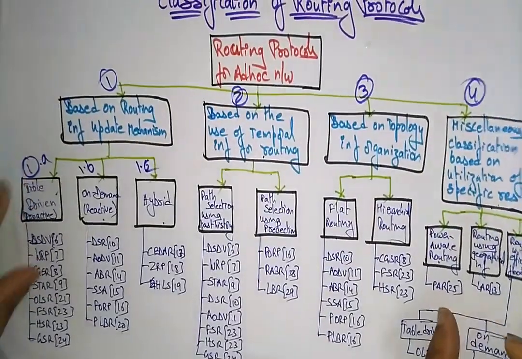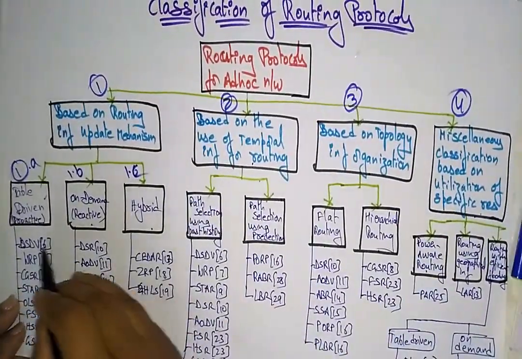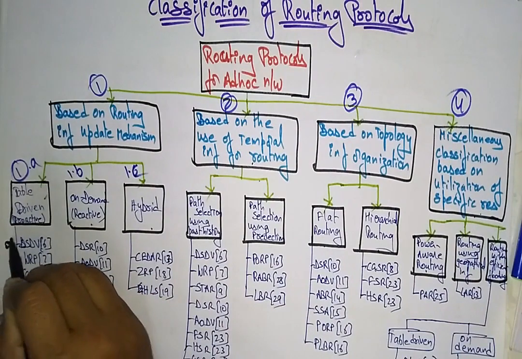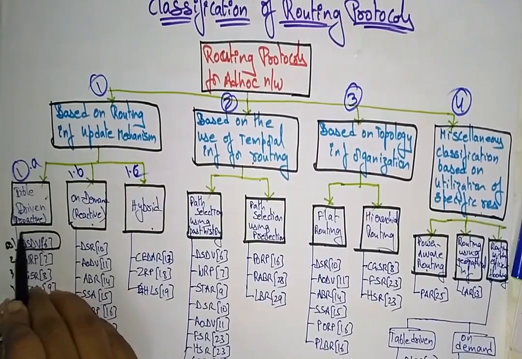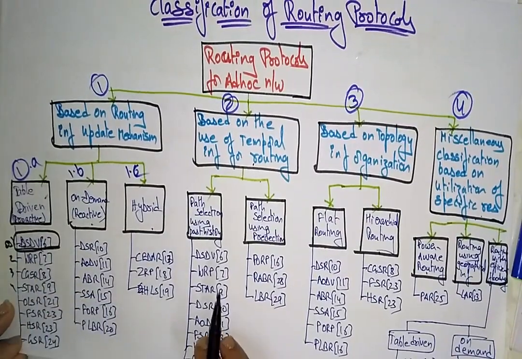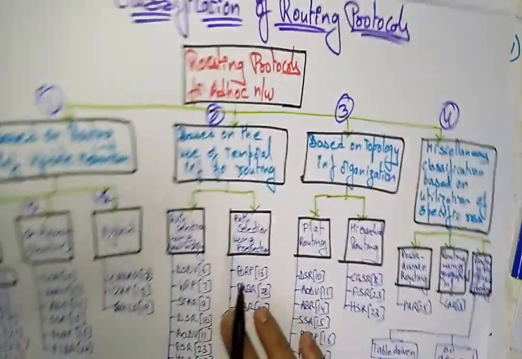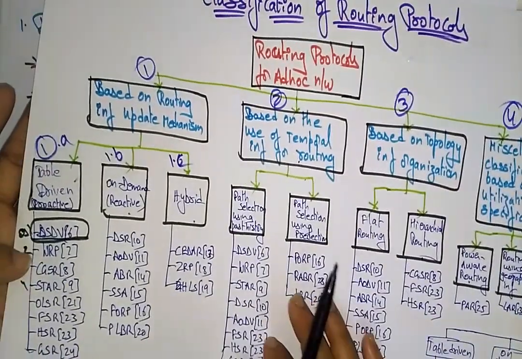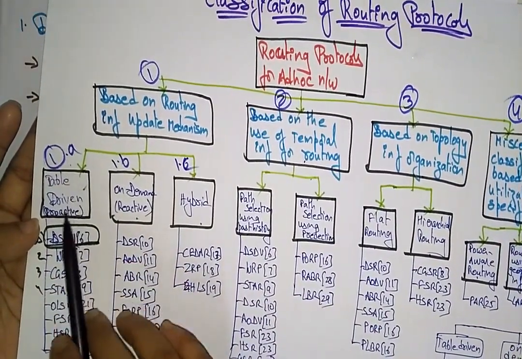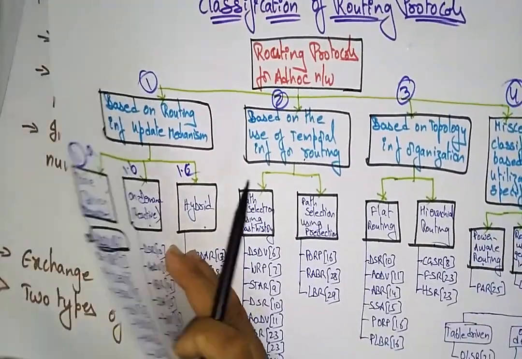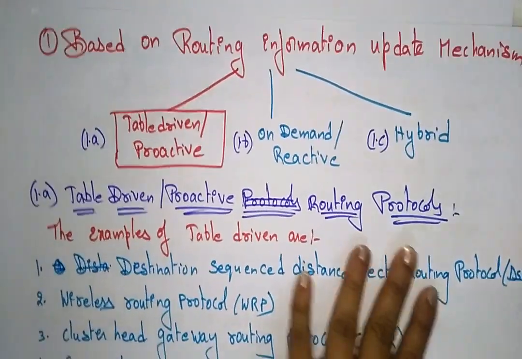So in the table driven proactive, what is the first example? This is example 1, 2, 3, 4 like that. In this table driven proactive, I am taking the first example, which is the proactive DSDV. I am taking the first example DSDV. Now we are talking about the table driven proactive.